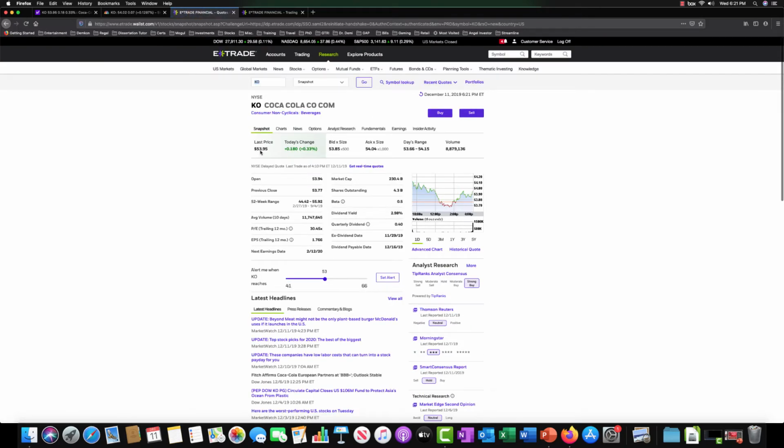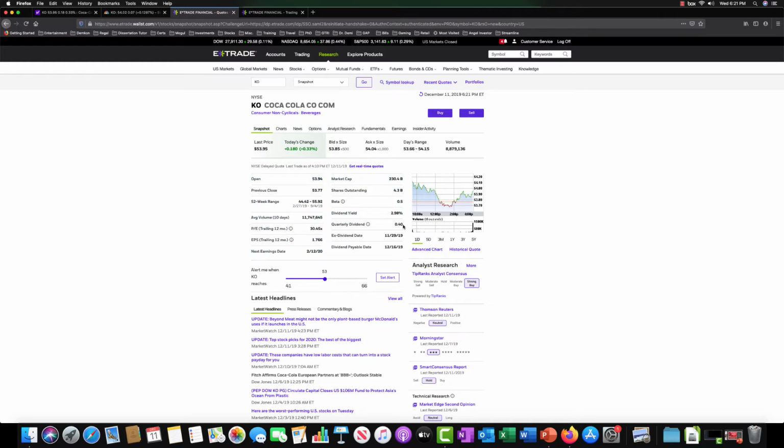Once again, here's the last price, which is important. Today's gain and changes. What I like here is, yes, it shows me the dividend yield, but it shows me exactly how much each quarter it's giving out right now. Now, will this be the same every quarter? No, it can shift up or it can shift down.